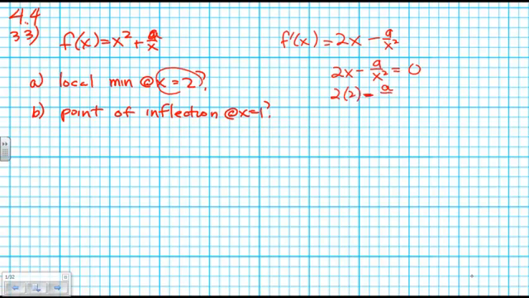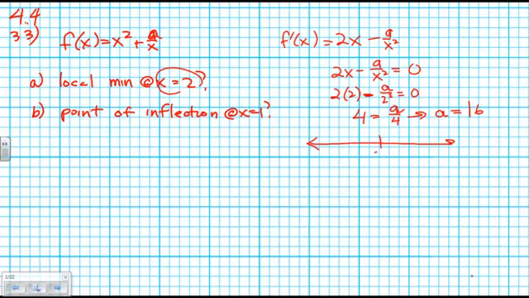2 minus a over 2 squared equals 0, or 4 is equal to a over 4. You can put tails on my a's a little bit more. And that means that a must be 16. Okay, let's see if we can finish this job.